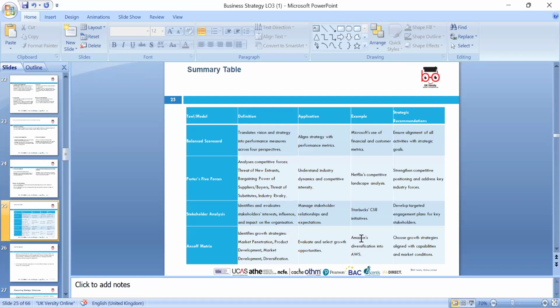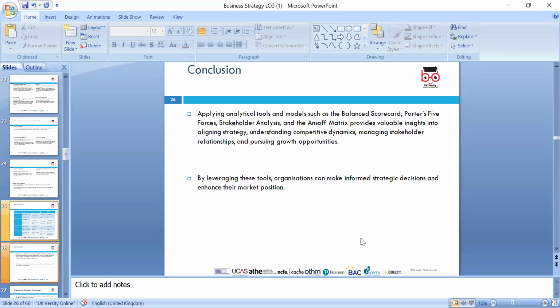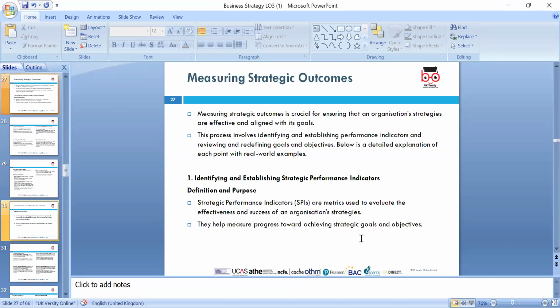So we can use these tools to analyze and to maximize the return. And we can conclude, using the balanced scorecard, Porter's 5 forces, the same matrices inside the strategies, understand the competitive dynamics and leverage them. Okay, so meeting the outcome, which is crucial, ensures the company's strategies are effective.